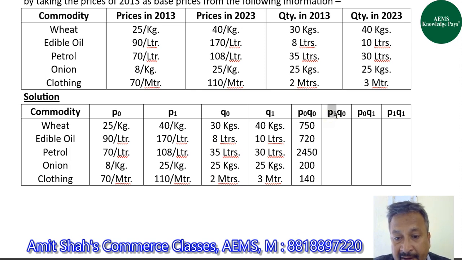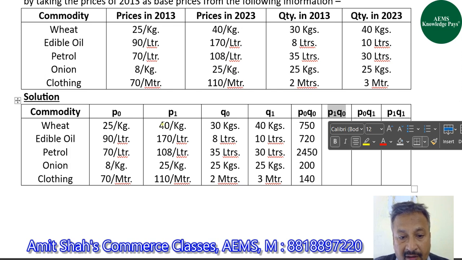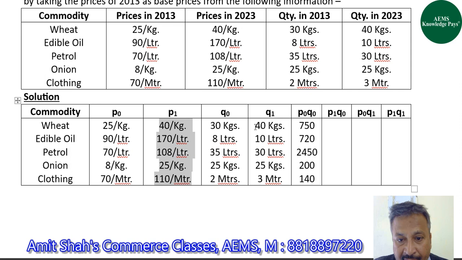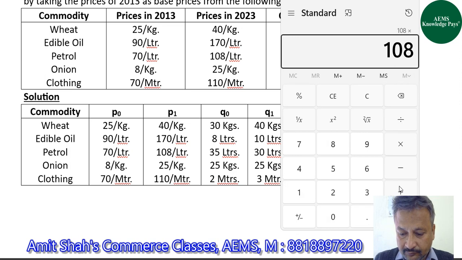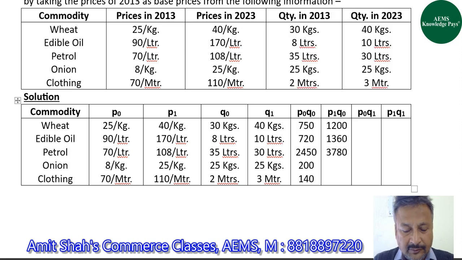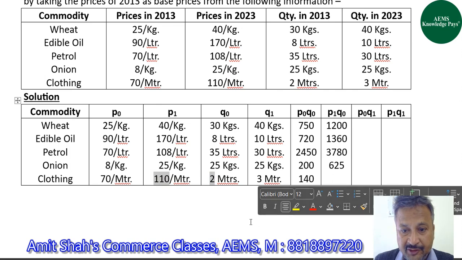Now guys, the price of current year multiplied with the quantity of base year, that is prices of current year multiplied with the respective quantities of base year, that is 40 into 30 means 1200, then 170 into 8 means 1360, then 108 into 35, that is 3780, then 25 into 25 means 625, and then 110 into 2 means 220.